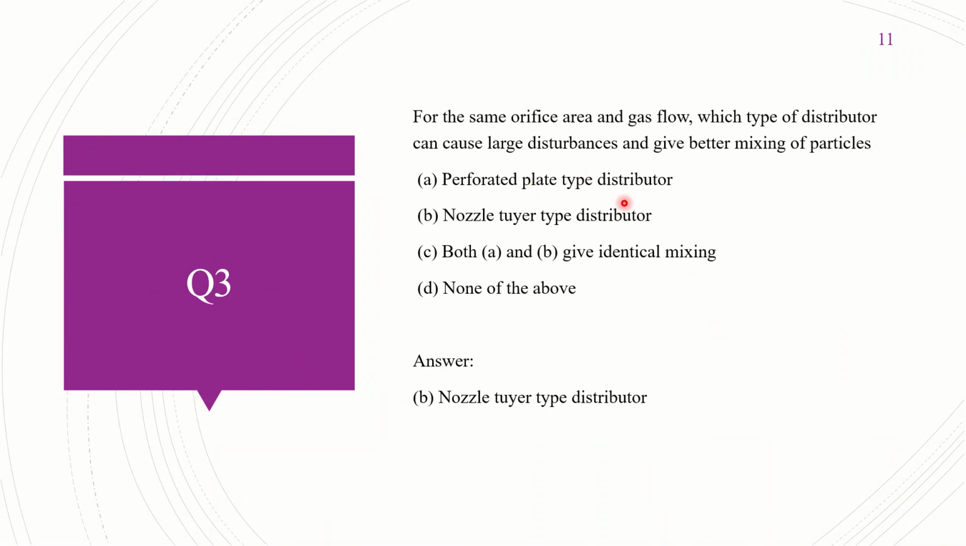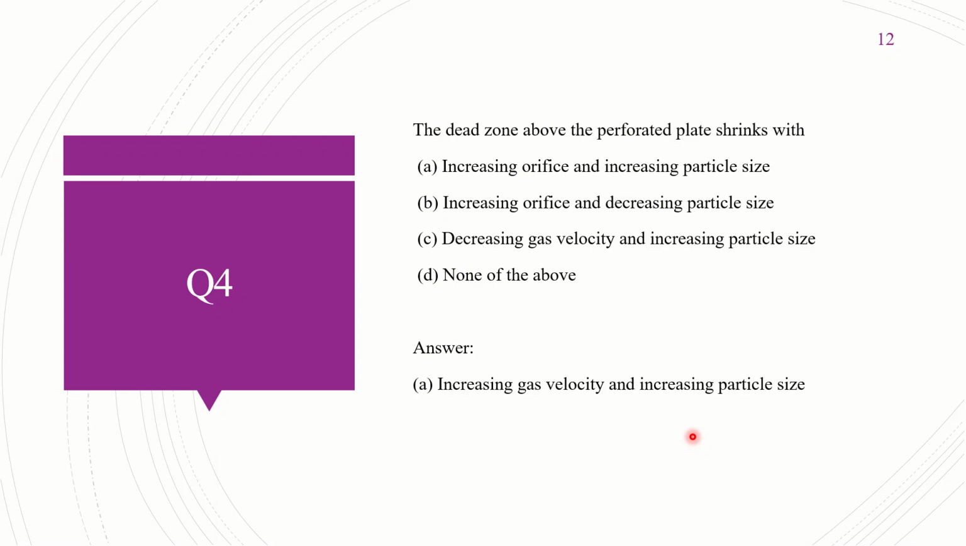So perforated plate type distributor is a wrong answer, and option B is the right answer. And option C, since it is given both A and B, A is a false statement, so again it is wrong. None of the above, again it is wrong, because it is option B, nozzle tuber type distributor. We'll go to question 4.